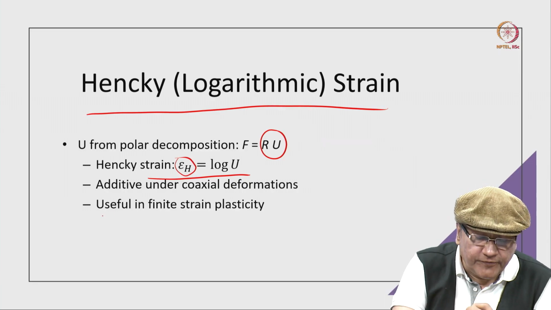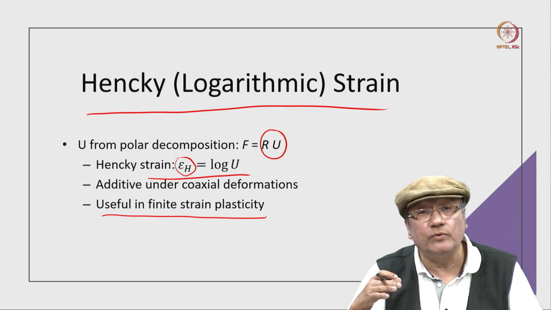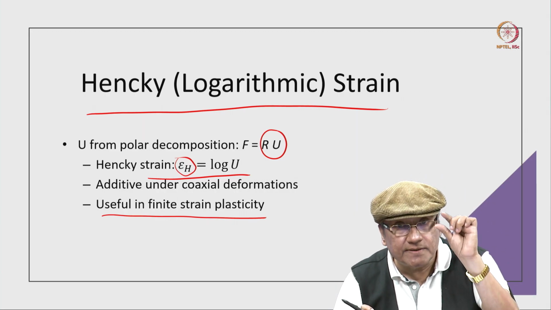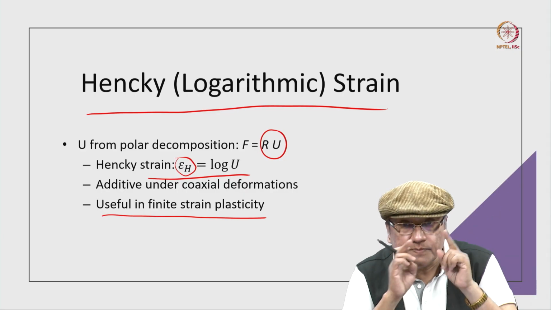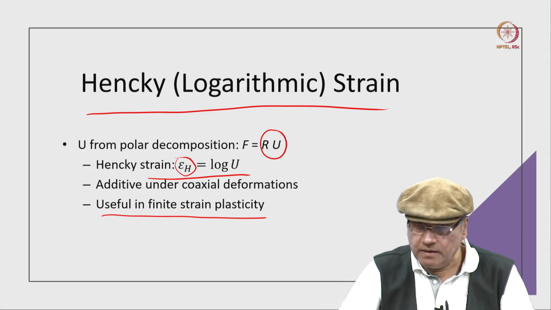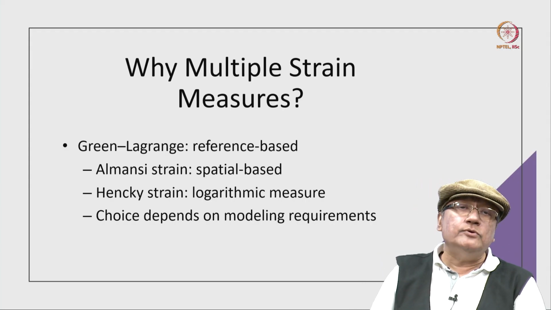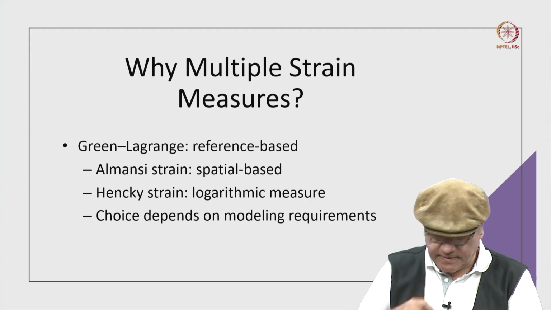So, this is therefore very useful in finite strain plasticity, where a very large strain is decomposed into smaller strains and then the analysis is done over small strain increments. Okay. Now, let us also talk about why we use multiple strain measures.